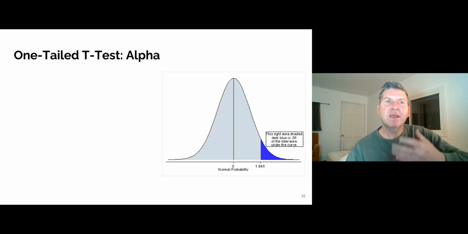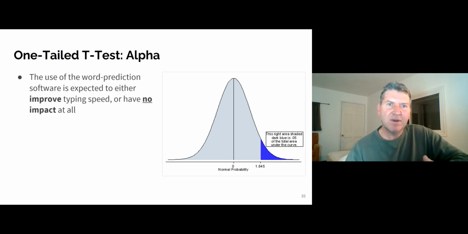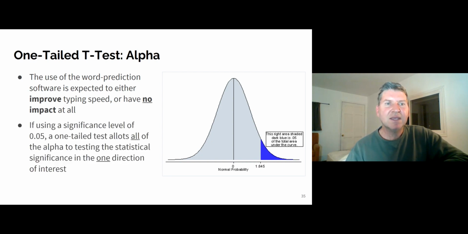For this case, we'd only look at one tail of our t-test, and we call this our alpha. So this would be 0.05, but only in one direction. The use of the word prediction software is expected to either improve or have no impact. We're not even looking at whether it's going to reduce the typing speed. In this case, if using a significance level of 0.05, a one-tailed test allots all of its alpha to testing the statistical significance in one direction of interest only.